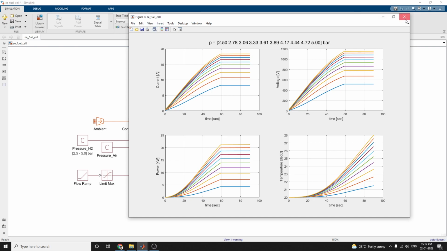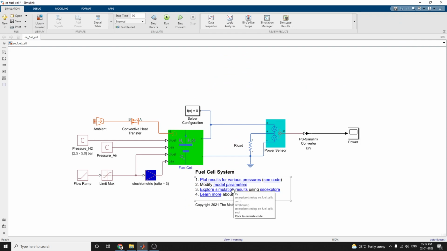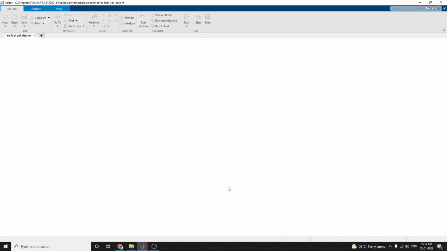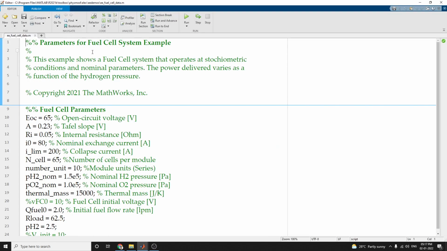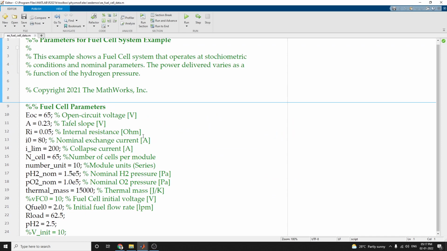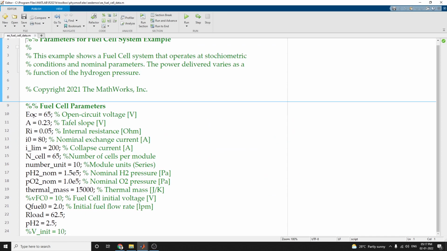Here also you can modify the model parameter values. These are parameters for the fuel cell system example. Here you can choose the open circuit voltage and Tafel slope, and modify the values. You can simulate the fuel cell system operating at stoichiometric conditions and nominal parameters. You can change the values. These are nominal parameter values you can choose.